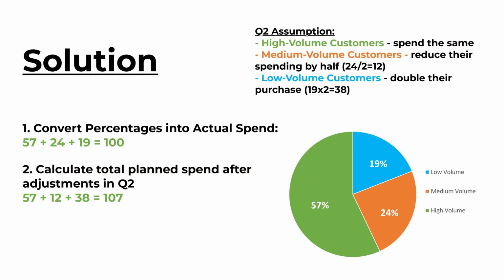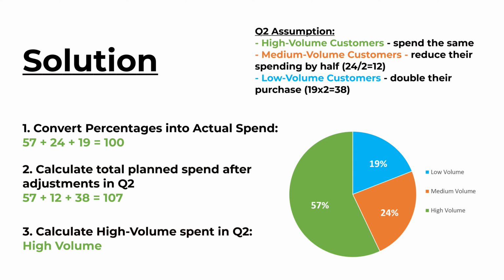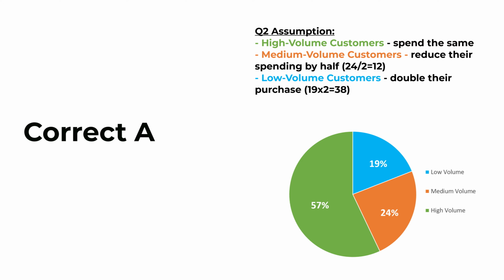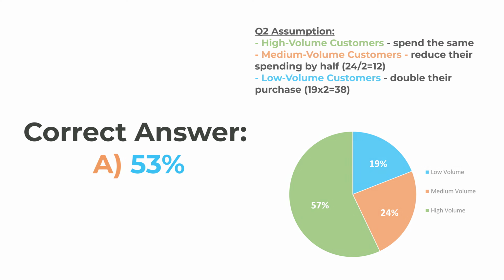To calculate Q2 percentage spent for high-volume customers, we need to divide 57 by 107 and multiply it by 100%. So the new percentage value is 53.27%, which matches closest the choice A. So the correct answer here is choice A, 53%. Hopefully you've nailed this question and now know how to answer similar problems on the test.